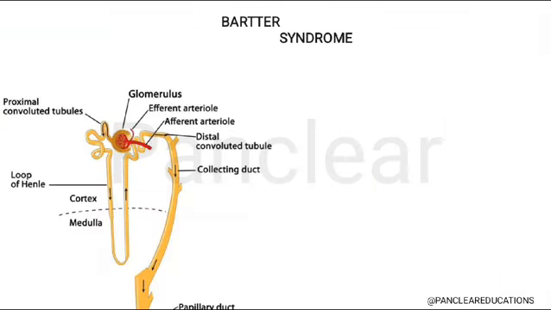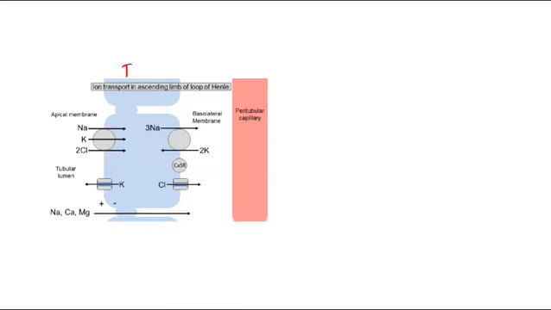So this is the normal nephron and this is the thick ascending limb of loop of Henle and the sodium potassium 2 chloride co-transporter is present over here. Let's have a closer look. This is the thick ascending limb of loop of Henle. This is the basolateral side and this is the apical side. Apical side we have our co-transporter.